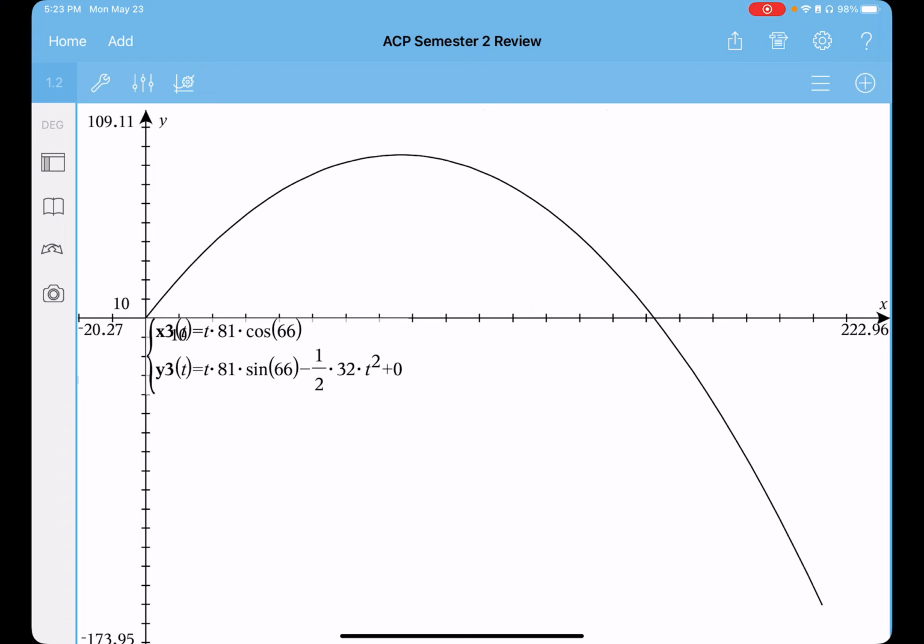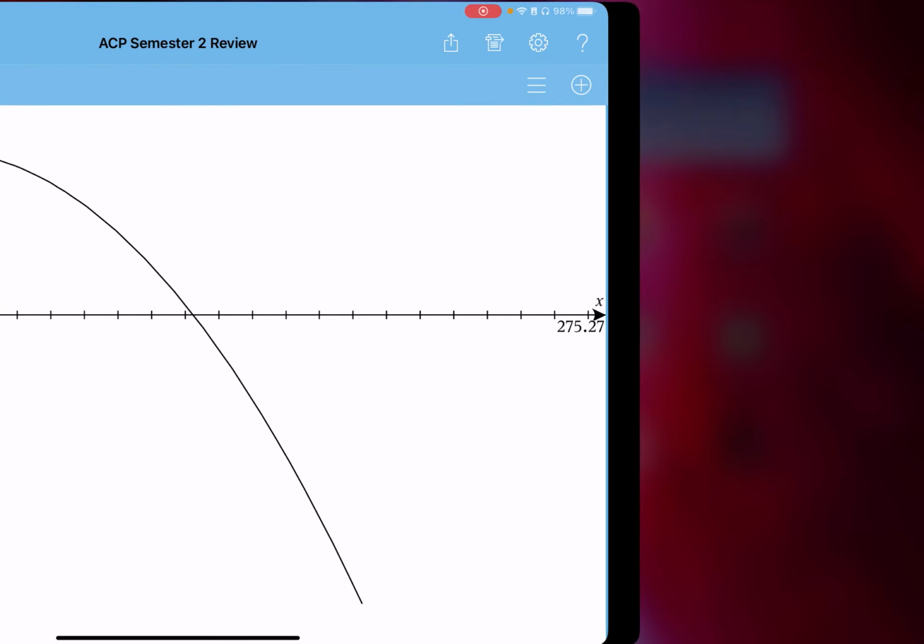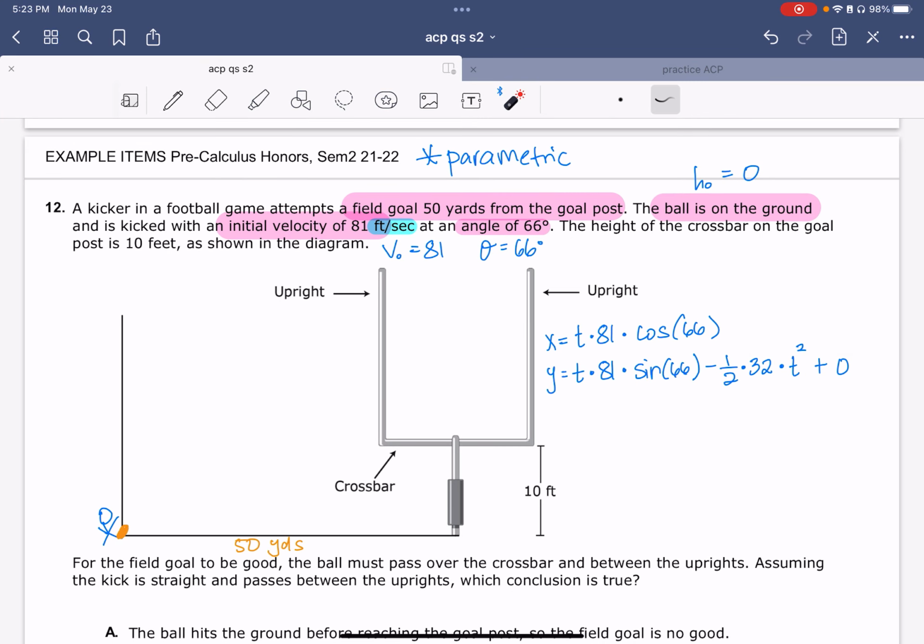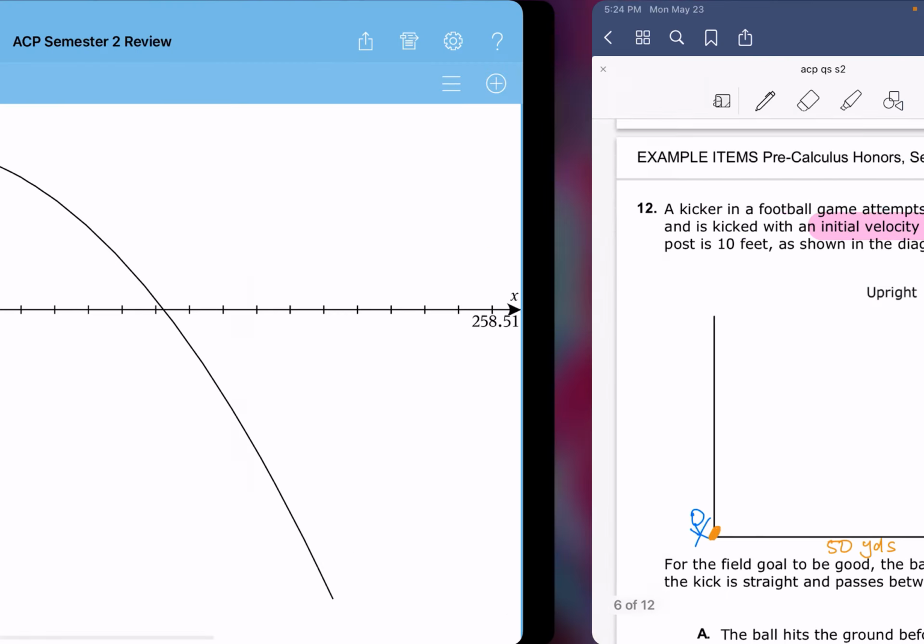So what are we even looking for? If you remember from the question, the guy is 50 yards away from the crossbar. So essentially, we're looking for the coordinate point where x is 50 yards away. And then we're looking for the y coordinate because we want to know, is it going to be over 10? It cannot be equal to 10 because if it's equal to 10, it's going to hit here and fall. Okay, so it has to be 11 or higher. So that's what we're going to go look for.